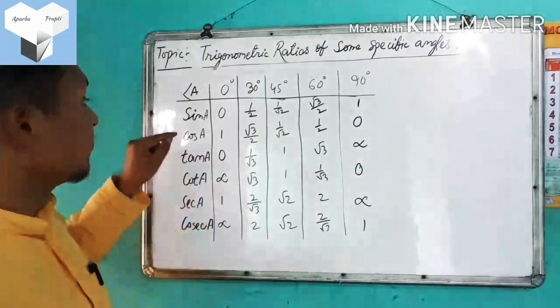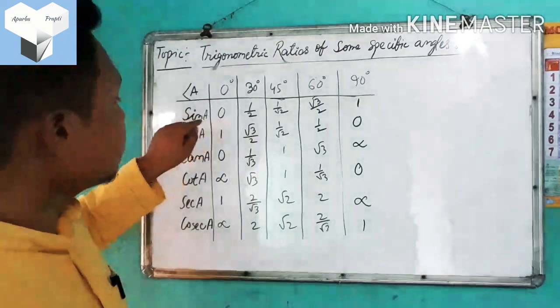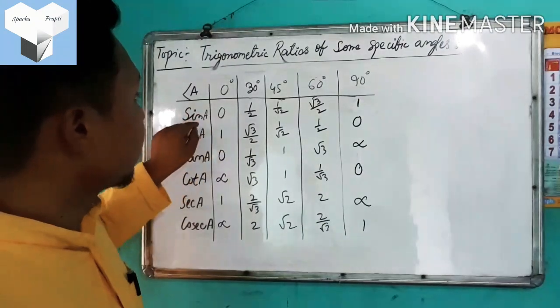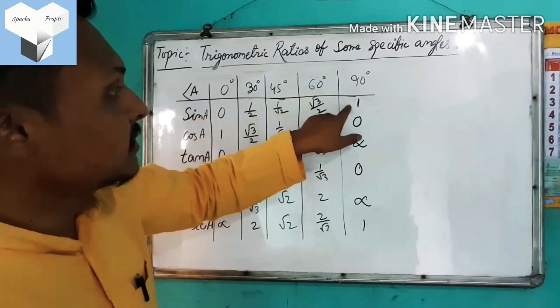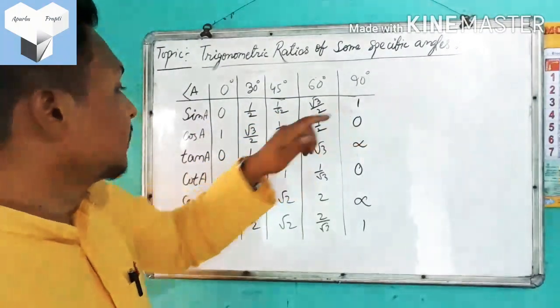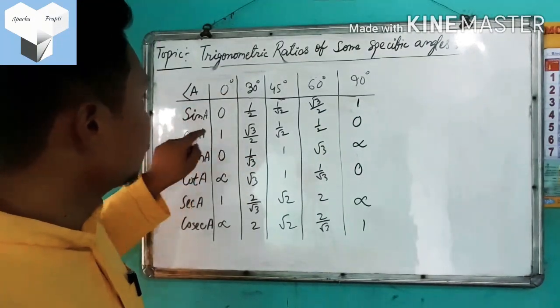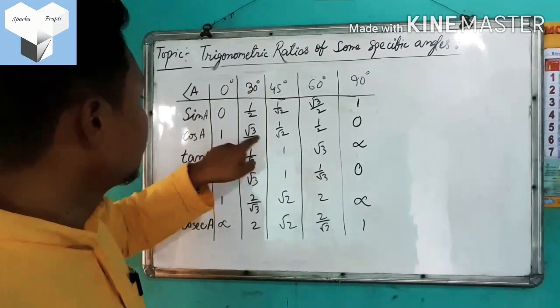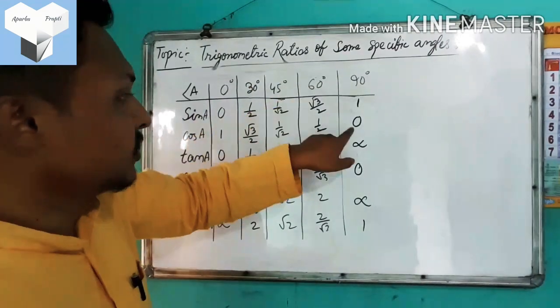Suppose you know the value of sin 0 degree is 0. Sin 30 is half, sin 45 degree is 1 by root 2, sin 60 is root 3 by 2, and sin 90 is how much? 1. Okay, cos 0 is 1, cos 30 degree is root 3 by 2, cos 45 degree is 1 by root 2, and cos 60 is 1 by 2, that means half, and cos 90 is 0.